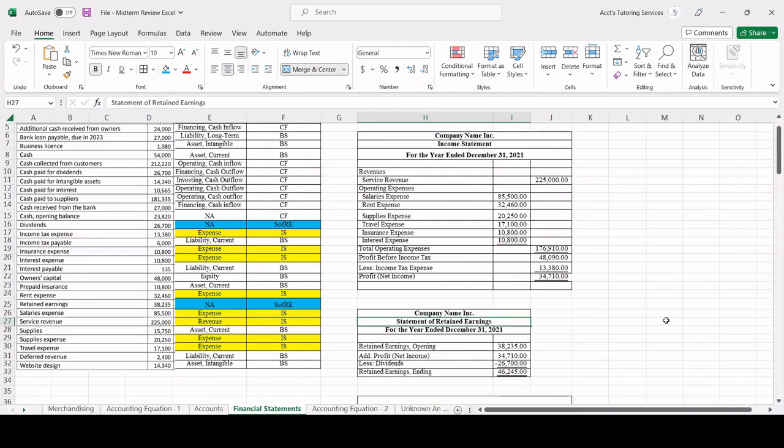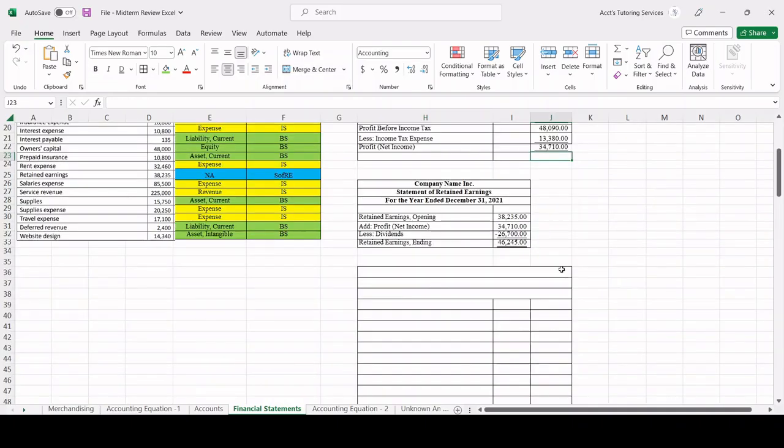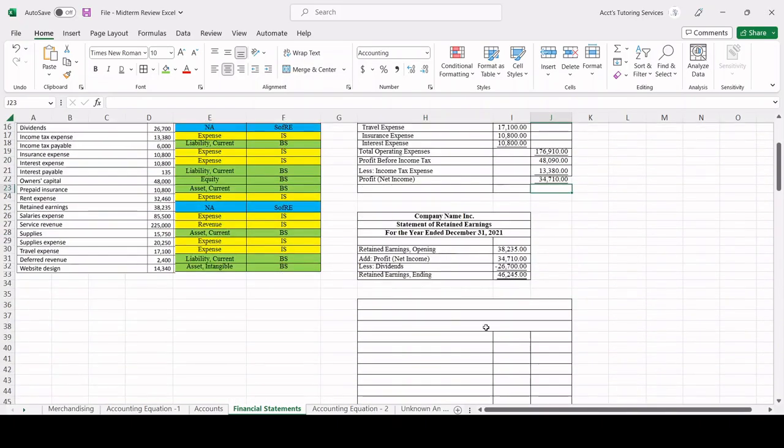Now let's go over to the balance sheet. So the balance sheet differs a little bit in terms of the three-part title. So the first two parts are still the same: company name, Inc. Then we have the balance sheet, and then we're going to have just the day. So not for the month ended or for the year ended, just December 31st, 2021.